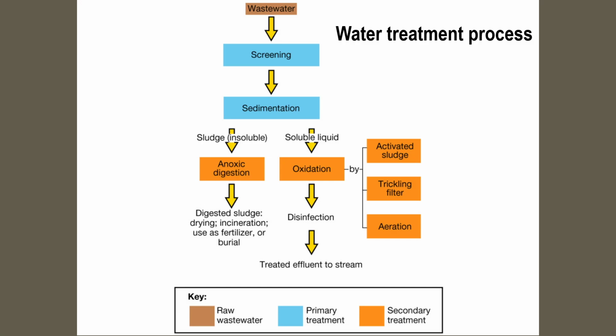So the water treatment process, we have our wastewater, which gets screened, then goes through a sedimentation process. So whether it's soluble or insoluble, if it's insoluble, then it'll become a sludge, go through this anoxic digestion, and then if it's soluble, it'll go through oxidation. Okay, so you don't have to know any of this too much. I'm not going to be quizzing you on this part exactly.